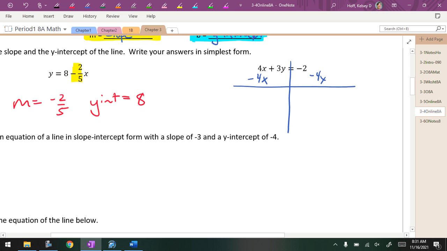What? I don't have a smart board. We'll talk about this later. Okay, we're subtracting 4x. Focus, guys. Woofda.